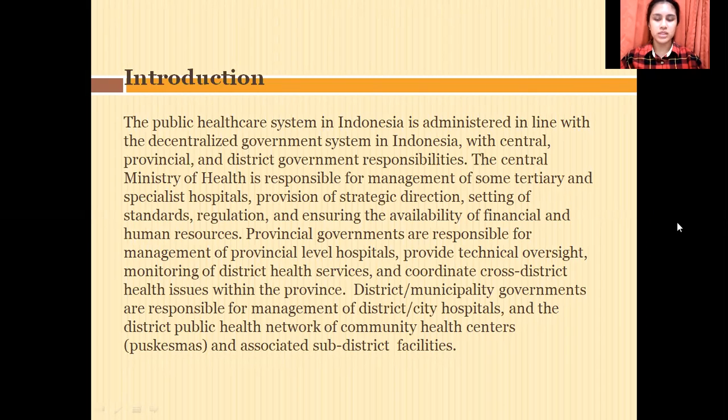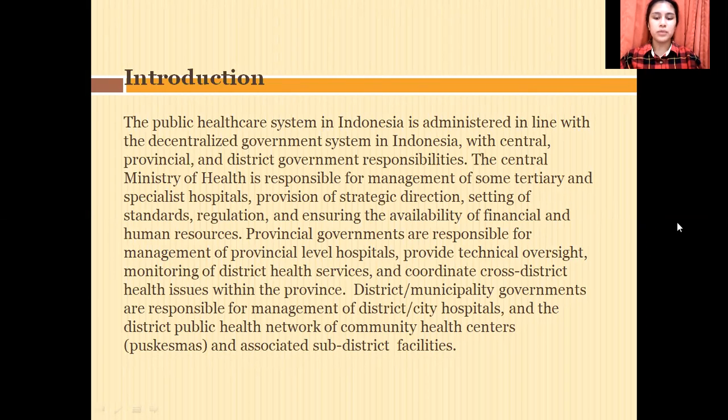Provincial governments are responsible for management of provincial level hospitals, provide technical oversight, monitoring of district health services, and coordinate cross-district health issues within the province.